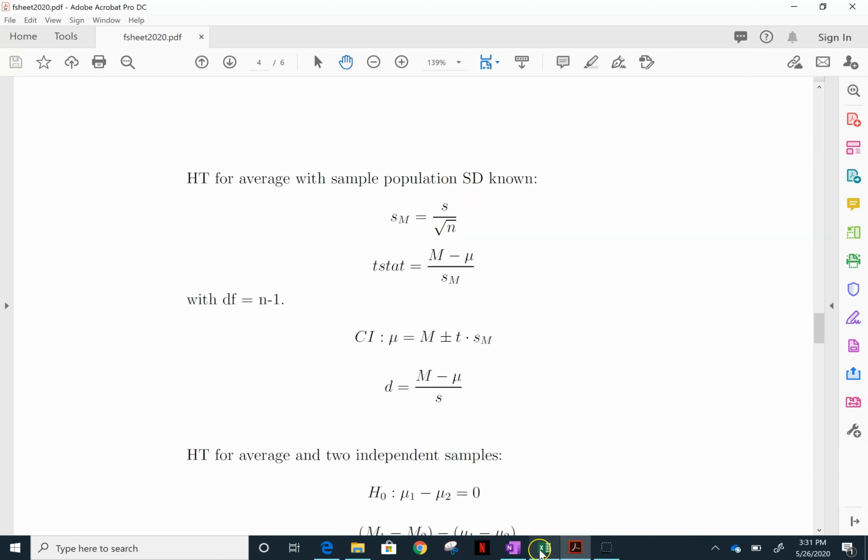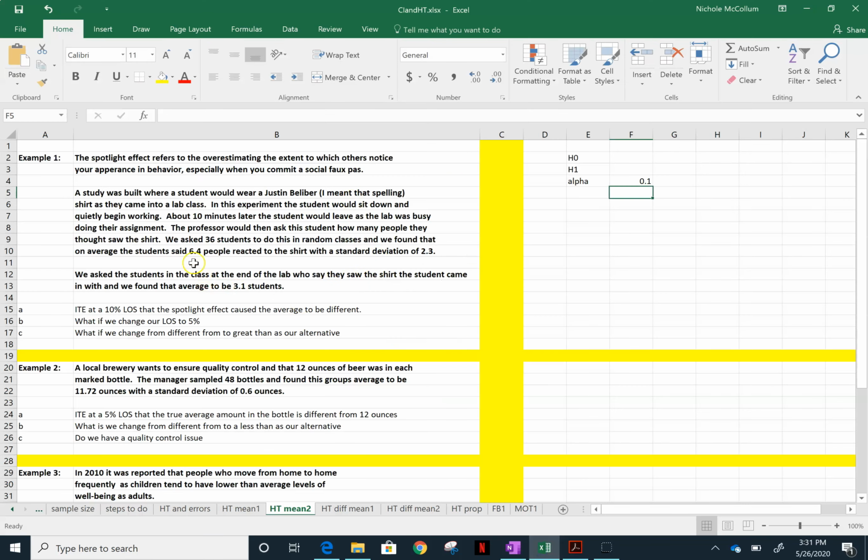And let's read. So we go back to the question. It said right down here, the only standard deviation I have, it said we asked 36 students, and that's my sample. We asked 36 students, and 6.4 people they guessed were checking them out on average. And the standard deviation of this group of 36 students was 2.3. So this number did not come from the class. It came from the 36 students I sent into random classes to see if people would look at their t-shirt. And so that's why that is S.